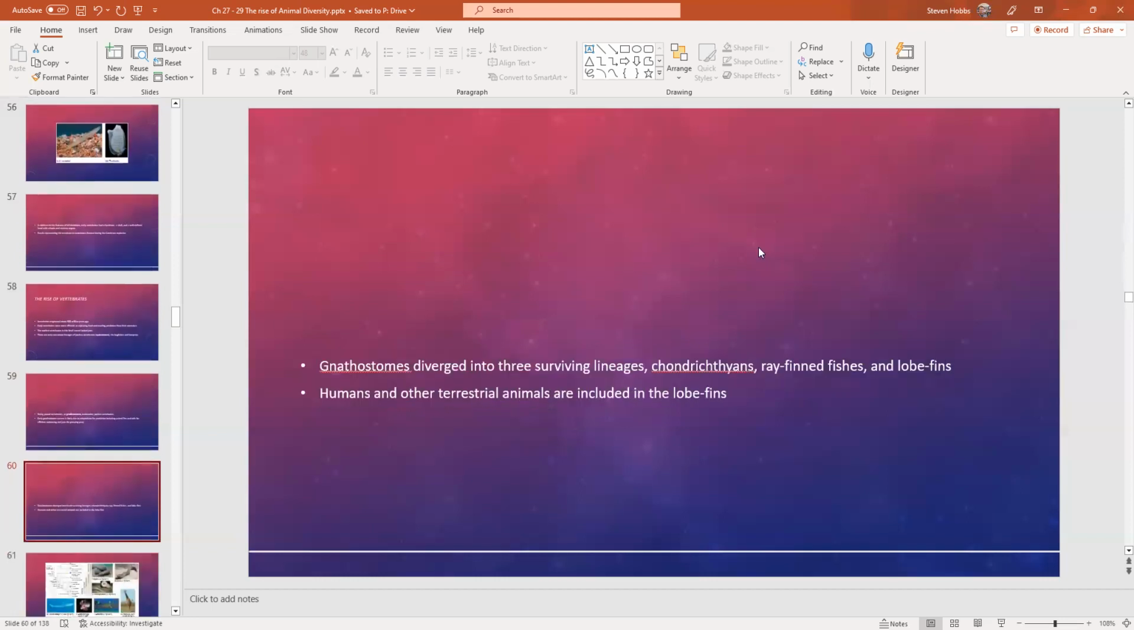So gnathostomes diverged from three surviving lineages. Now we have the chondrichthyans. I apologize, I said from, and I should have said to. The gnathostomes diverged into three surviving lineages. The chondrichthyes, those are cartilaginous fish: sharks, rays, and skates. We also see them start to diverge into the ray-finned fish and into the lobe-finned fish, so the actinopterygii and the sarcopterygii. Humans and other terrestrial animals are included in the lobe-finned fish. We're actually a land-born lobe-finned fish.